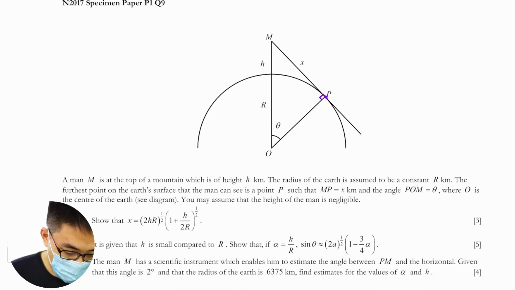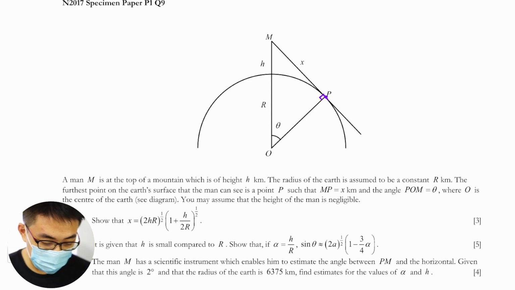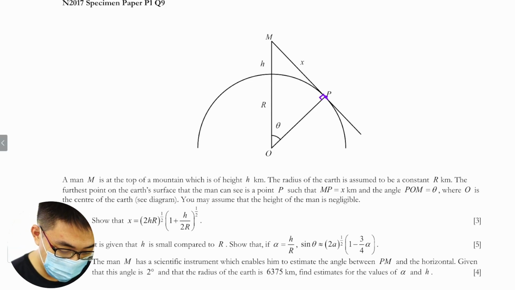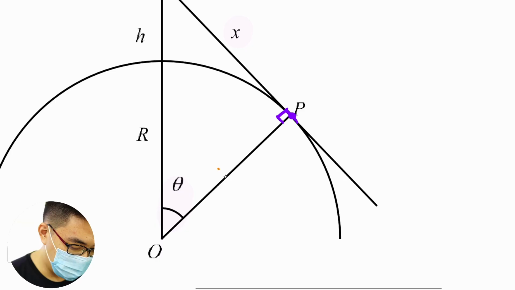MP is x km, so this is x. And then the angle theta here, and O is the center of the Earth. You may assume that the height of the man is negligible. Okay. This is r as well.